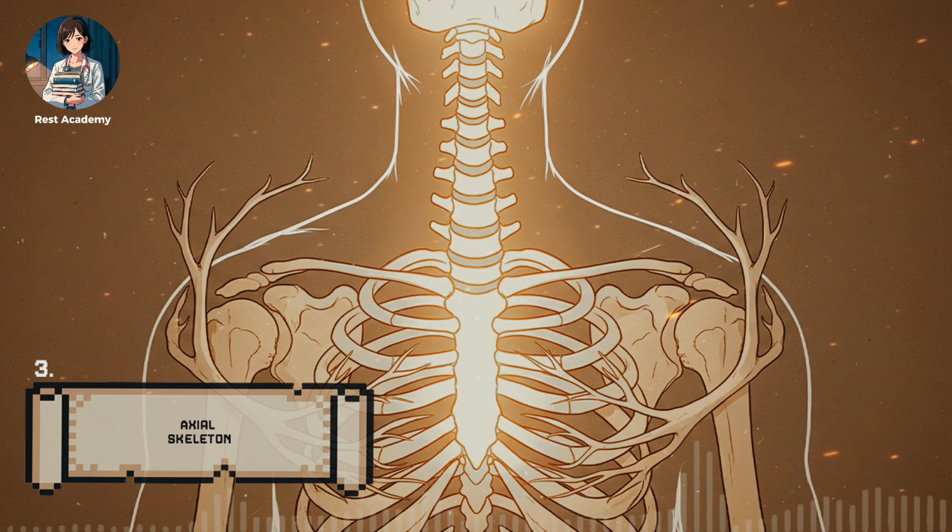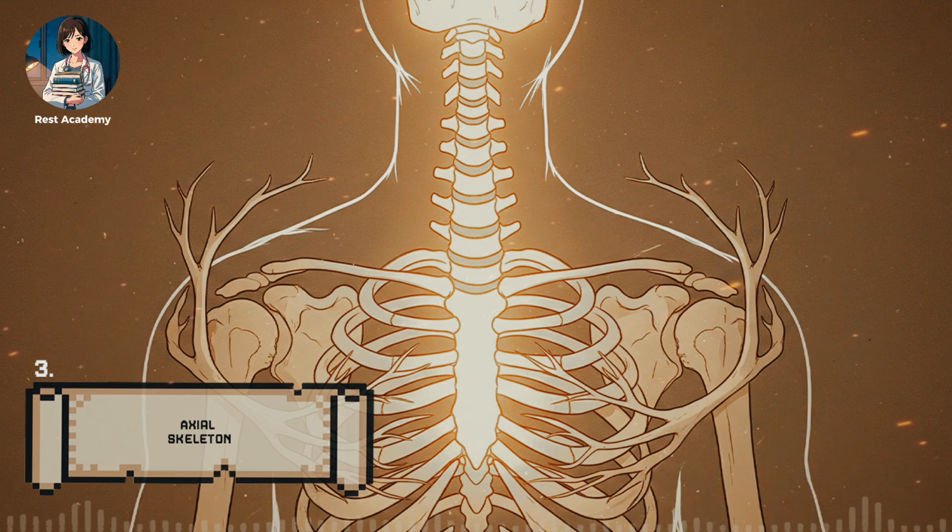Bone is living connective tissue optimized for its tasks. Cortical bone forms strong outer shells. Trabecular bone forms internal struts aligned along habitual stress lines.